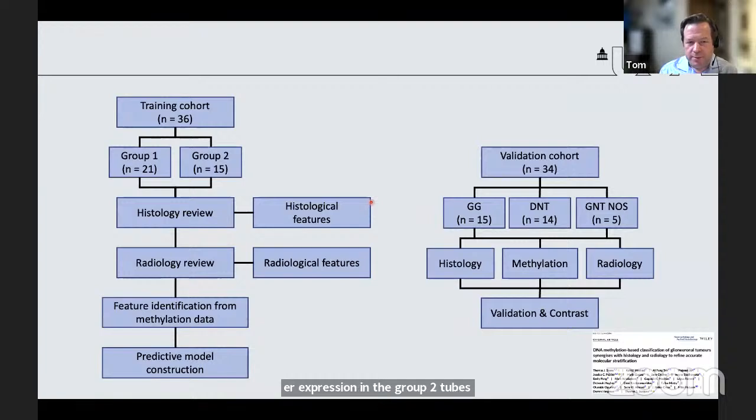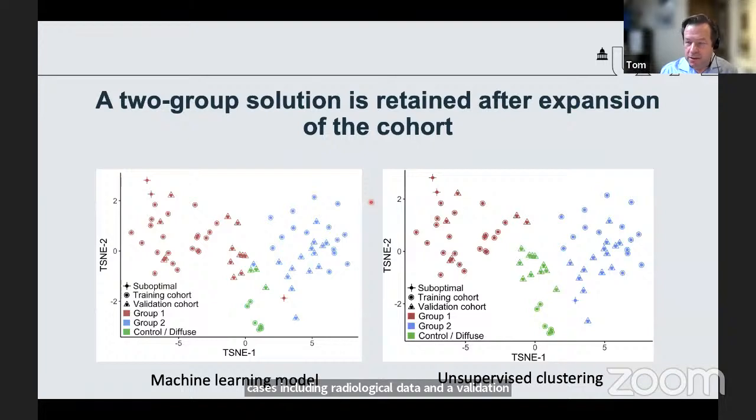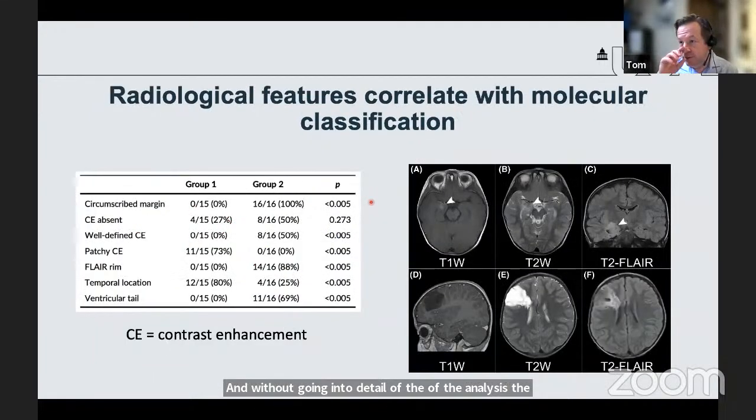So we've recently published an expanded cohort of these cases, including radiological data in a validation cohort to see if this is robust. And we've developed a machine learning model, which is shown on the left from the expanded cohort versus unsupervised clustering on the right. And without going into detail of the analysis, the two group solution remains in the larger cohort. We're also able to look at this with our neuroradiologists and say, can you distinguish these two tumor types up front? And we give them a training set, and then we give them some blind and ask them to do it. And you'll see a number of features that are actually quite good at defining molecularly up front on the basis of the radiology, which group these tumors are going to fall into.